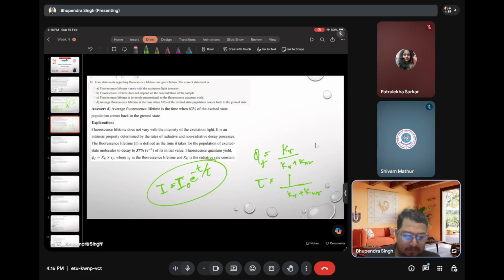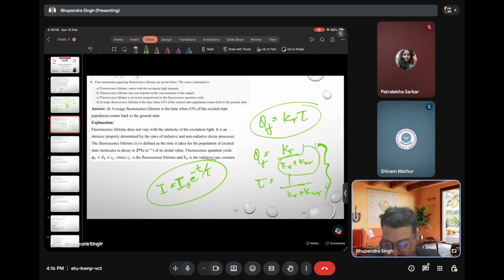I think this is the formula. So are these correct or not? I think they are correct, right? Yes. So quantum yield should be directly proportional to tau, because this is tau. Yes. So this statement is wrong.